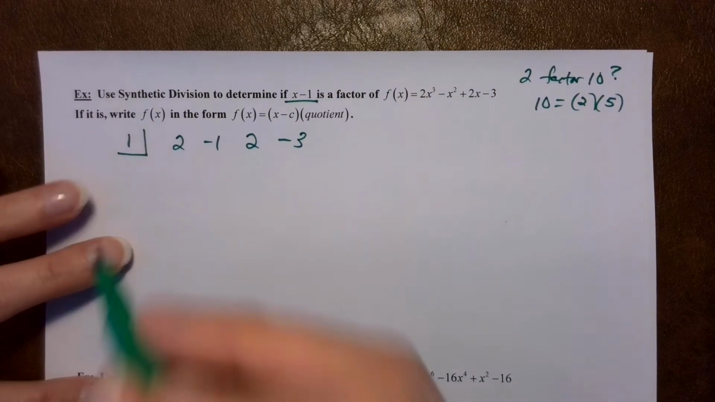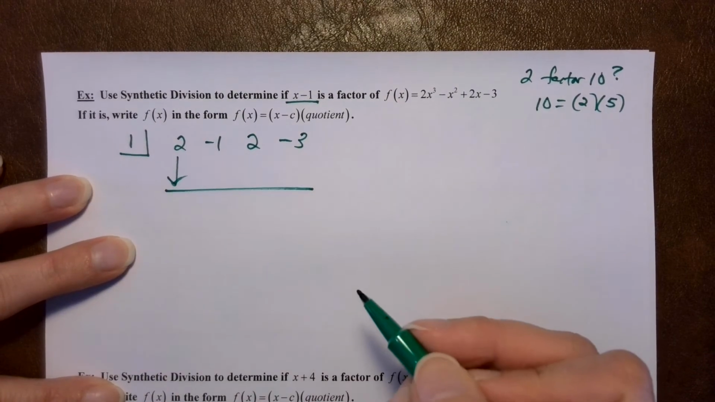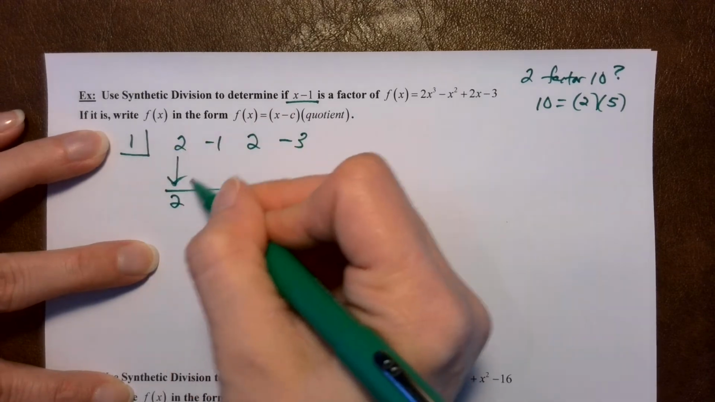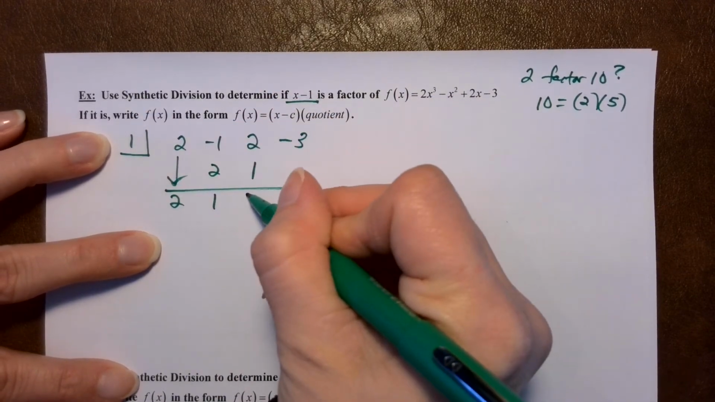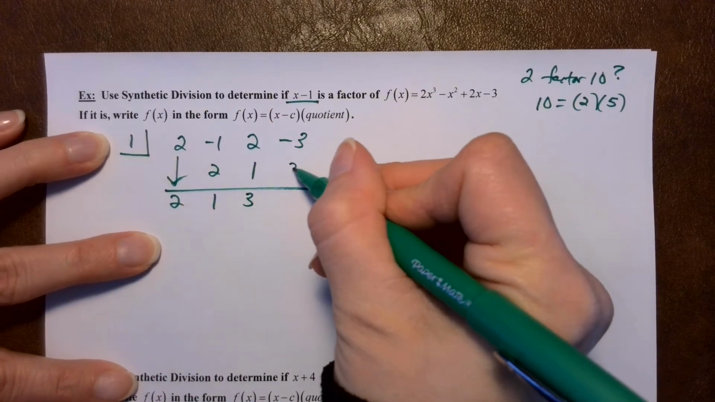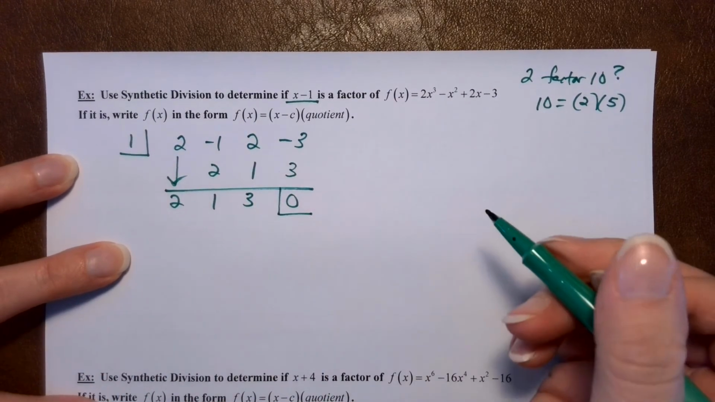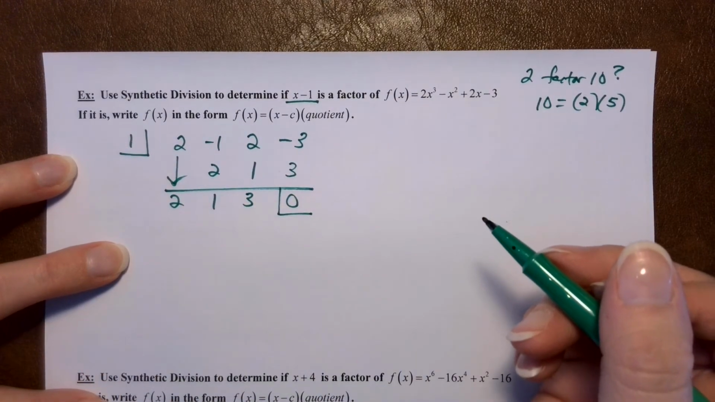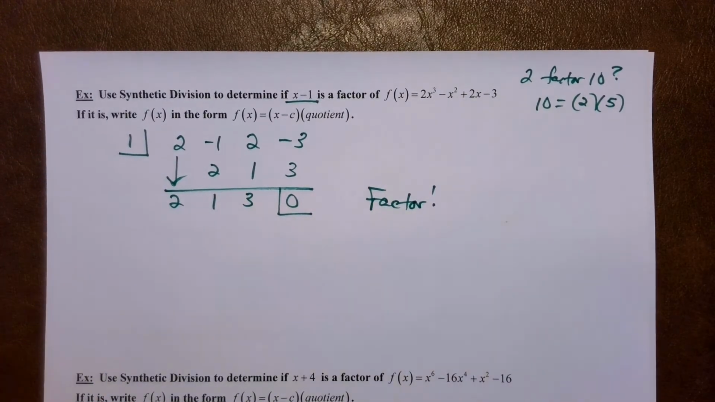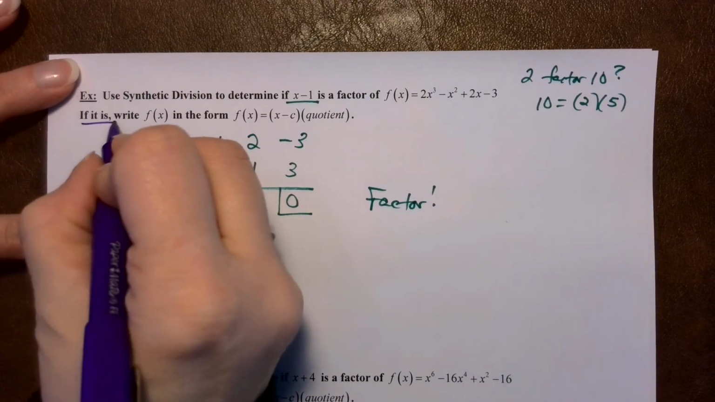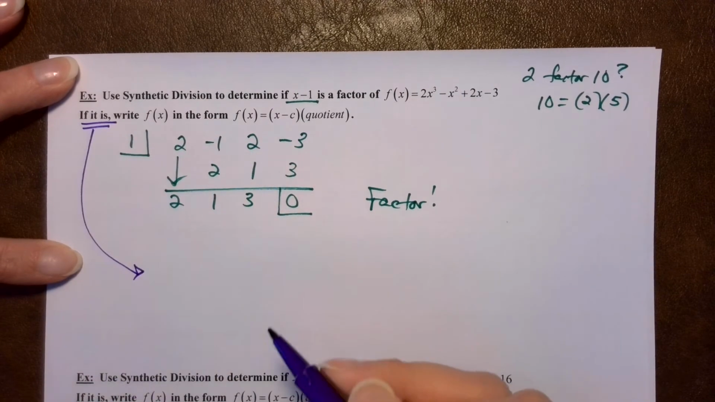Step 1, drop it down. 2 times 1 is 2. Add it together, 1. 1 added together, 3. 1 times 3 is 3. Yes, it works. Okay, it's a factor. As soon as you get something that works, you must write it in factored form. Okay, if it is, here we go.